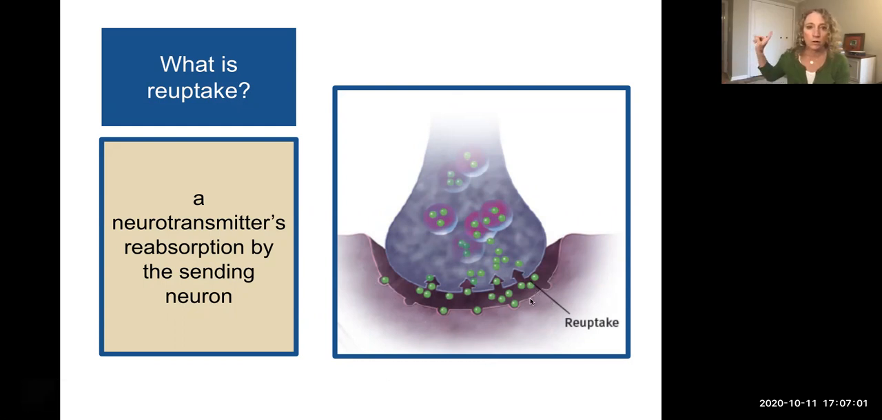So there's something called reuptake, and some of those neurotransmitters actually go back up into the previous neuron from which they came. We call that reuptake, it's reabsorbing. So they're reabsorbing some of those neurotransmitters. This is going to play a part in the future, especially when we talk about certain types of drugs that are used, because sometimes people have too much reuptake, where too much is being reabsorbed and they're not getting enough of the neurotransmitter. So we'll talk about that.